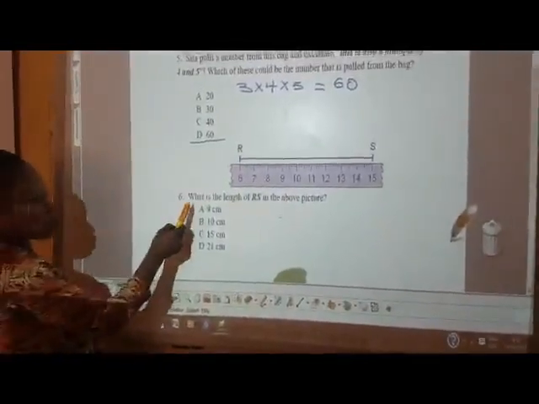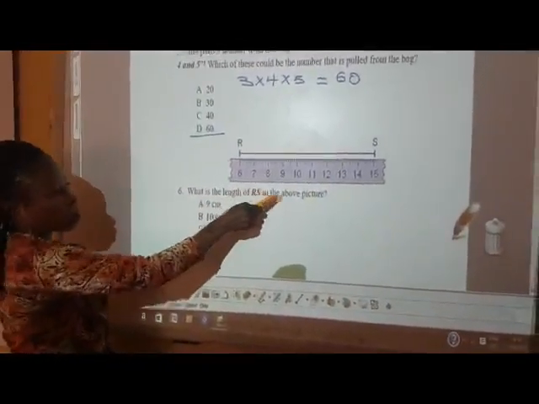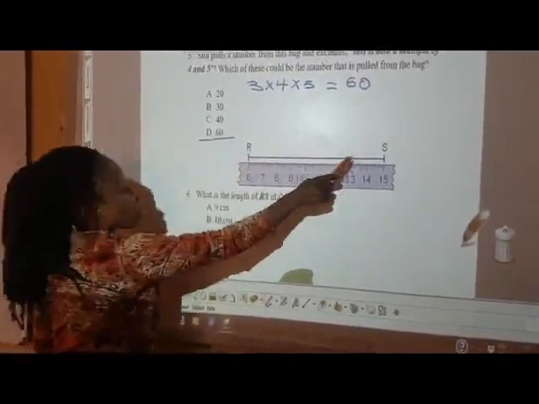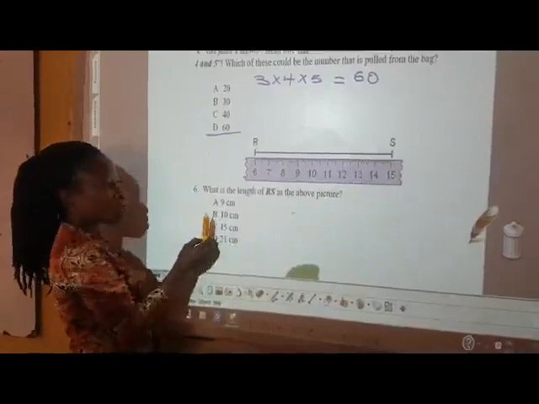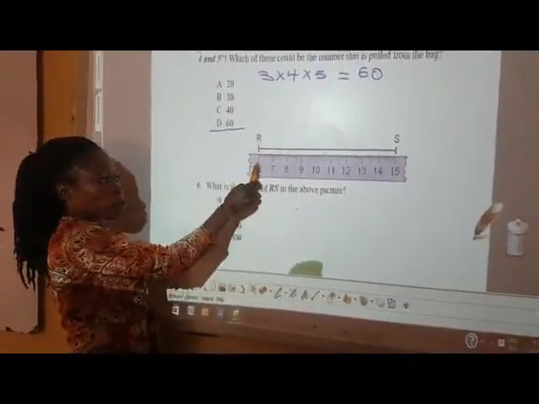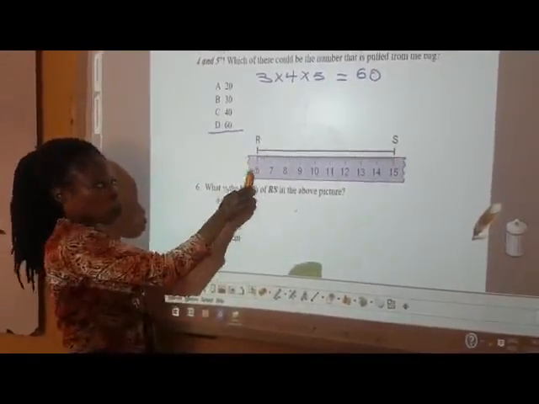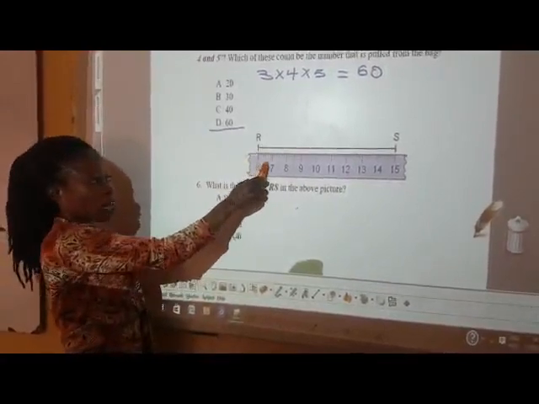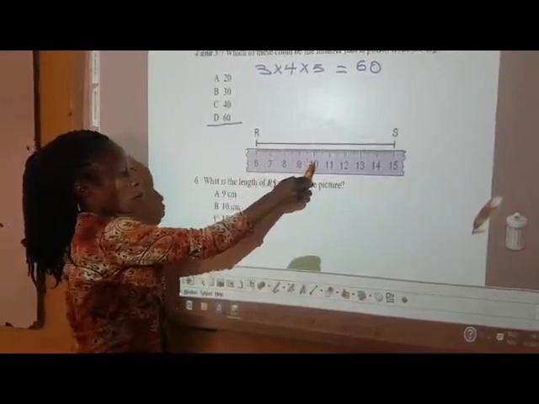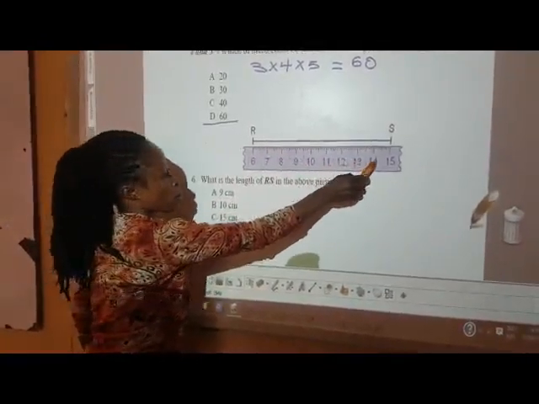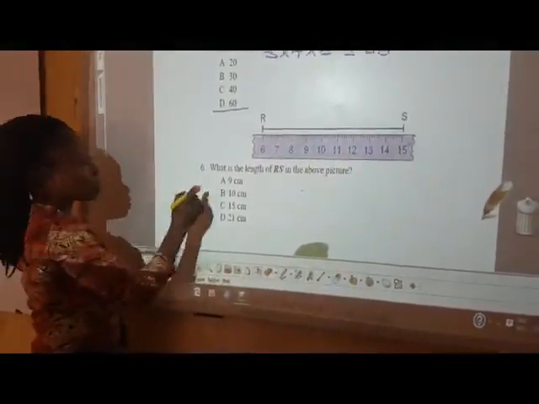Now let's see the question. What is the length of RS in the above picture? This is R, this is S. R starts from 6 and S is at 15. In your ruler, you know the first number you see is 0. So this 6 is standing at 0. So you start counting from 7 as 1, 2, 3, 4, 5, 6, 7, 8, 9. That is 9 centimeters.